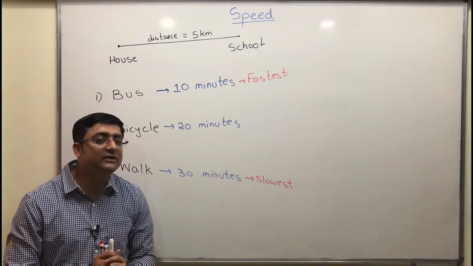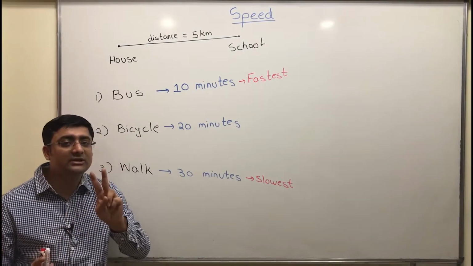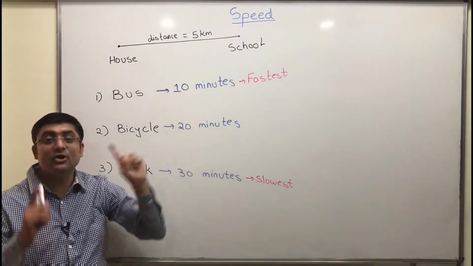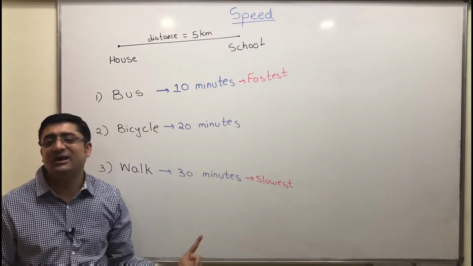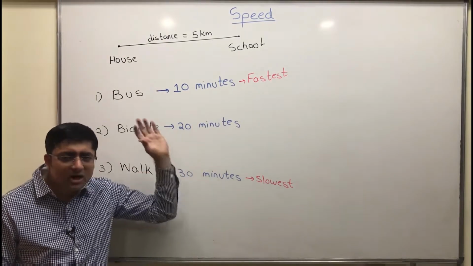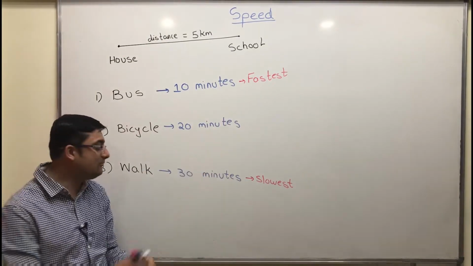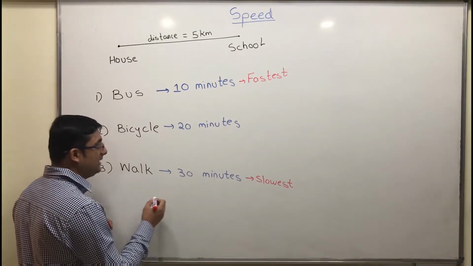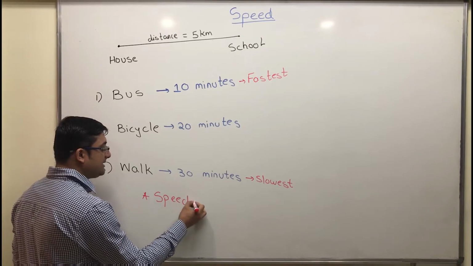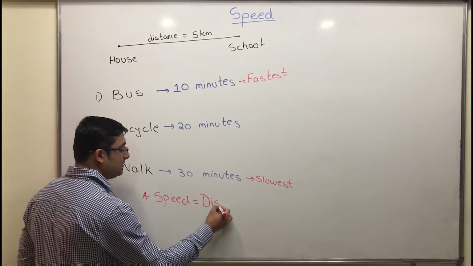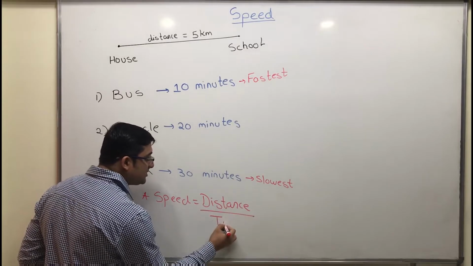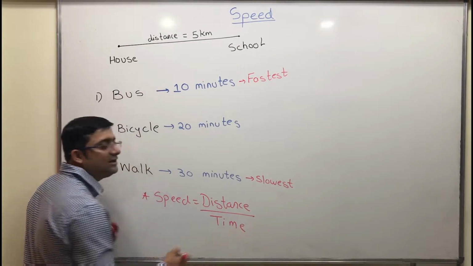So what are you doing over here? You're basically comparing two things, guys. Distance and time. So by using distance and time, you can judge what is fast and what is slow. So that is basically what speed is. So speed is nothing but how much distance you're covering in how much time. So the formula for speed, I'll write down over here. The formula for speed is nothing but distance divided by time. So speed basically tells us how much distance you're covering in how much time.